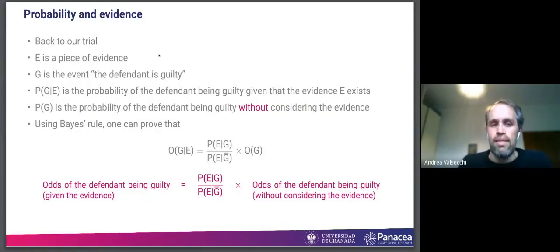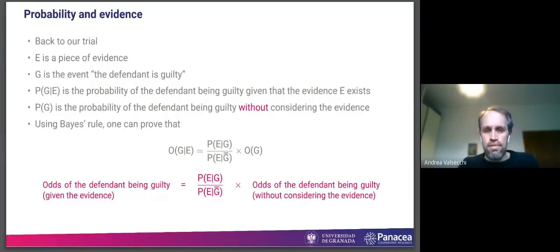Okay, now, using Bayes' rule, we can prove the following. I spell it out for you, so we don't need to really use the symbols, but what we are looking at is that the odds of the defendant being guilty given the evidence equals this ratio multiplied by the odds of the defendant being guilty without considering the evidence.